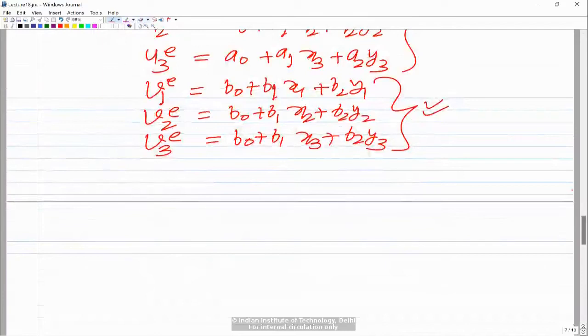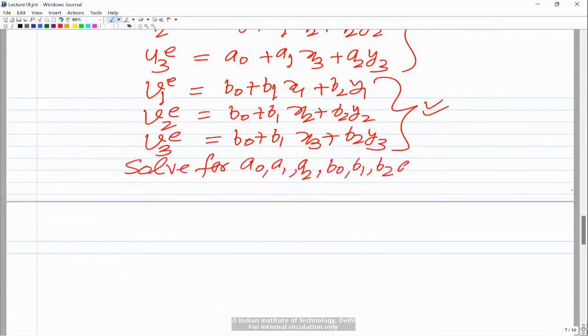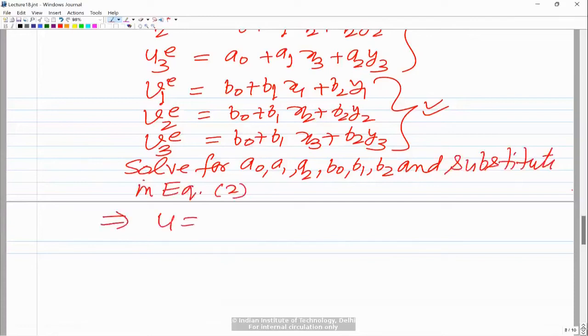So rather than writing just the result, now you have to solve for A0, A1, A2, B0, B1, B2, and substitute in equation 2. So this will give us u is equal to, the same area coordinates will come which we have defined already. So I'm not going to define that again.